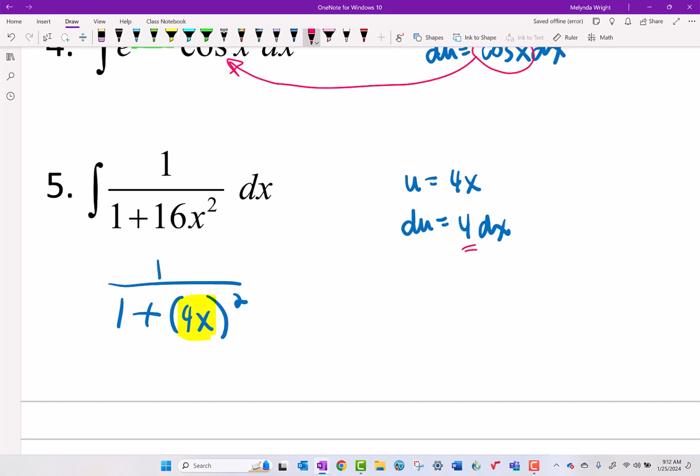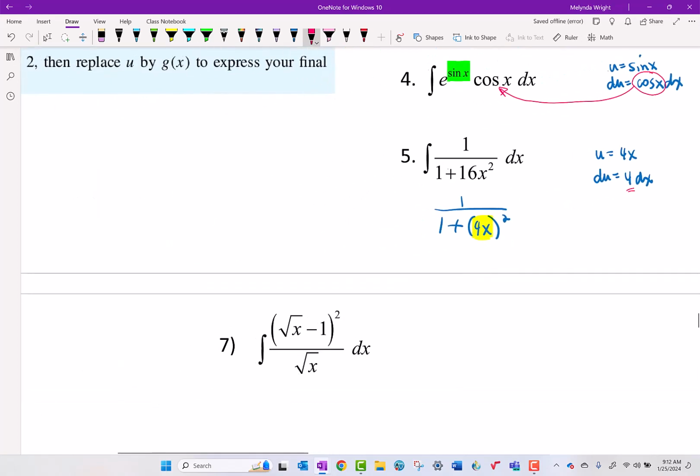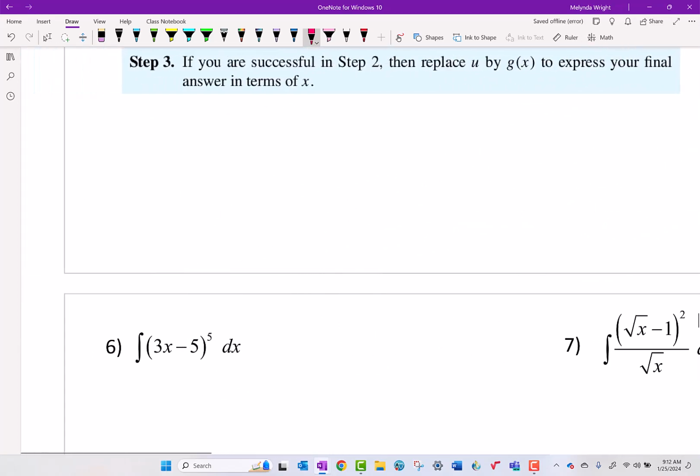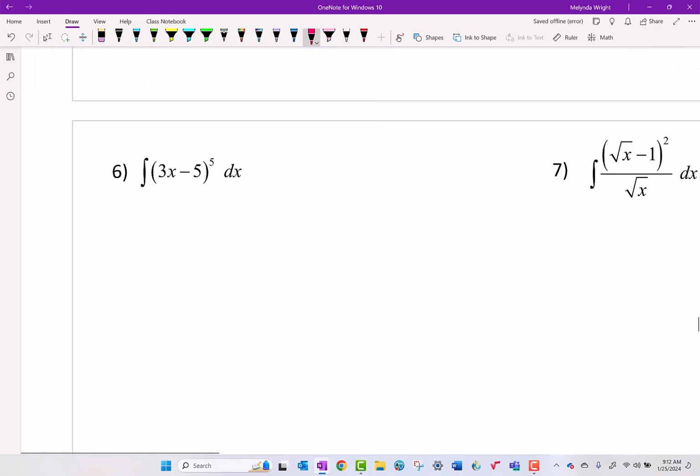We good? So now I hope that's the hardest part, figuring out what u is. So now we've got a really good feel, I hope, for what u is. Now let's work a problem. Okay? So let's go here. Let's look at this one.